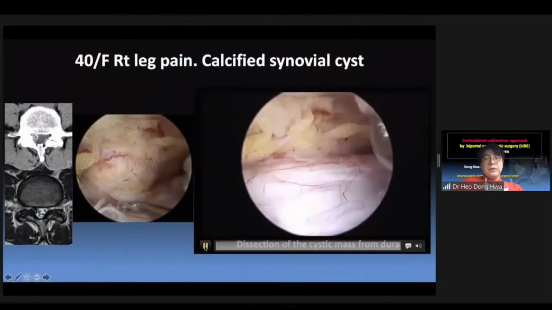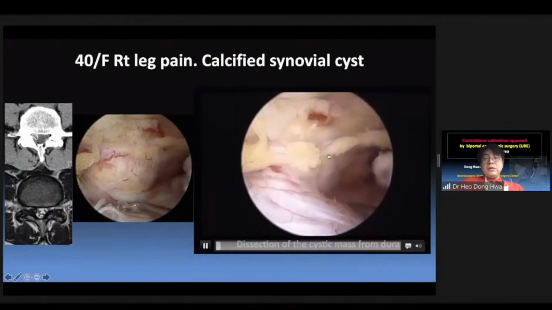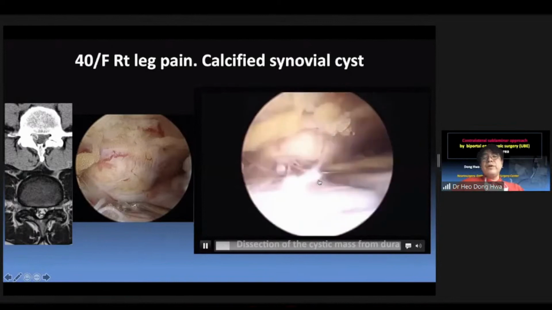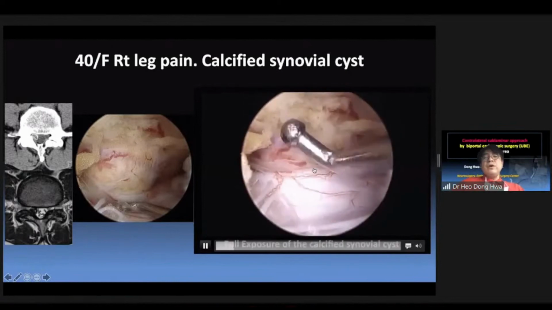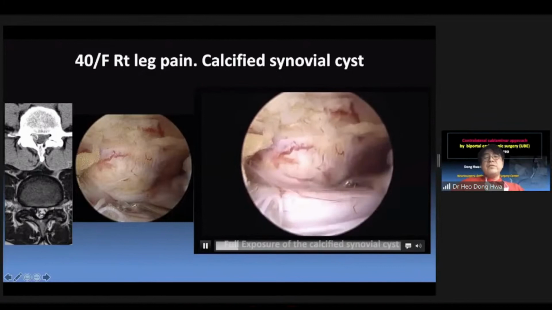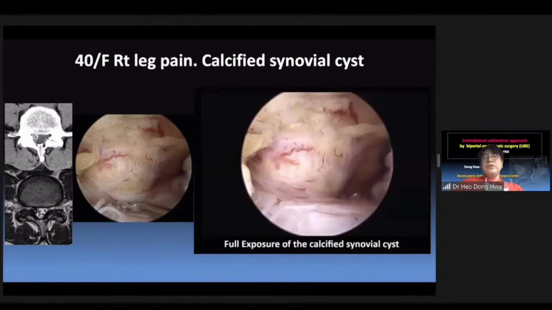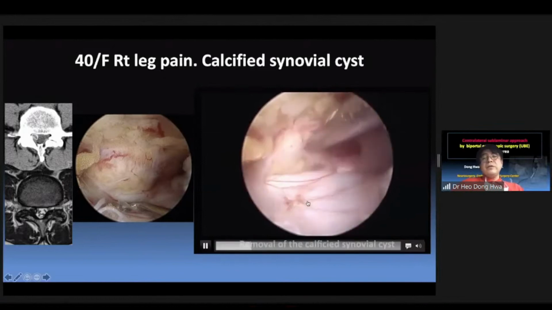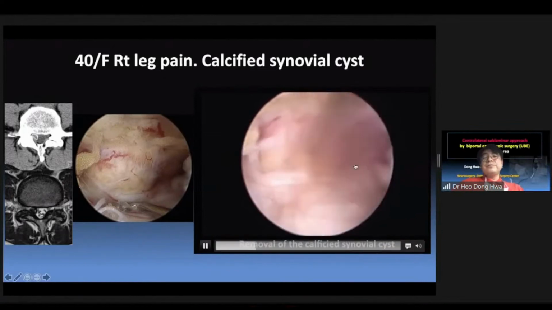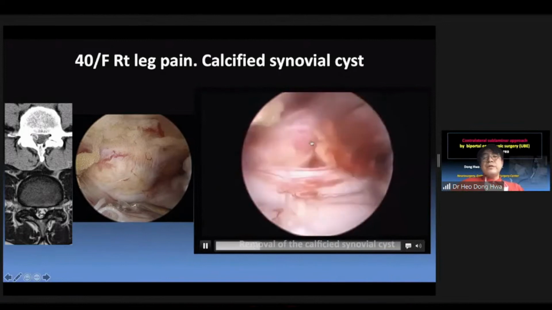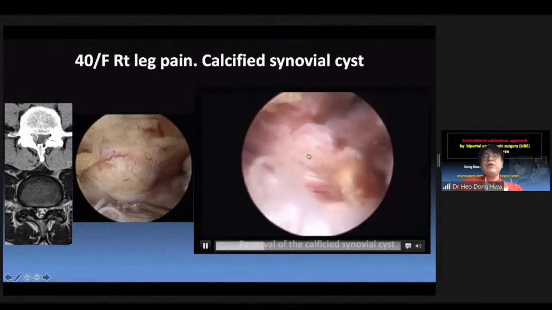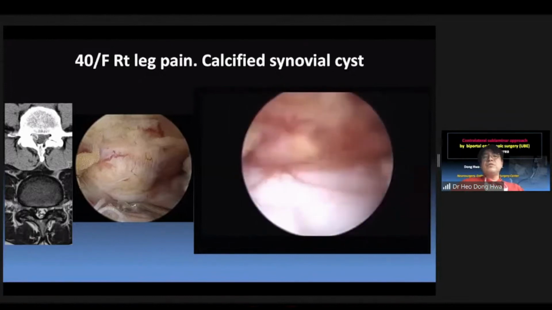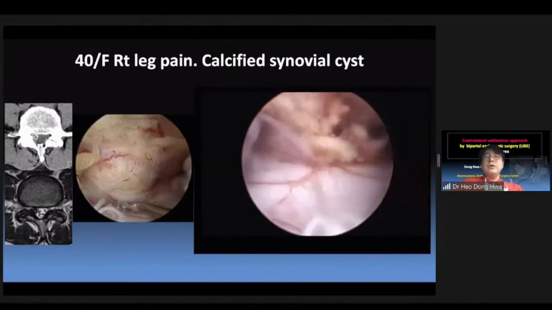The calcified synovial cyst is severely adherent to the dura. Dissection is first. We have to find the surgical dissection plane between the synovial cyst and the dura. Now I remove the calcified synovial cyst. The calcified mucinous components drained out.